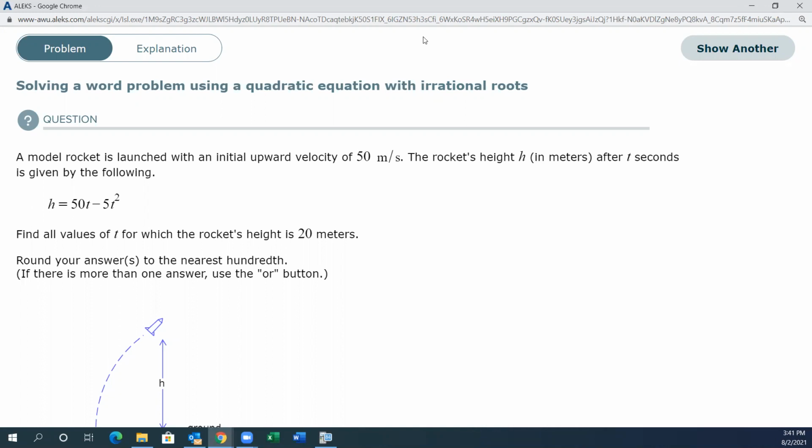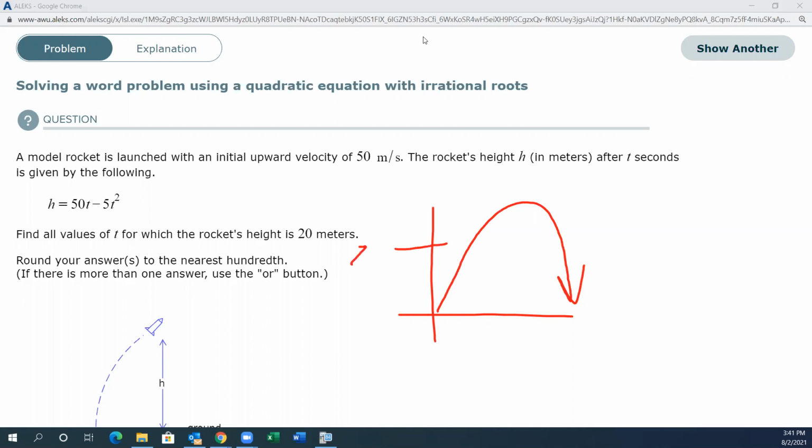So presumably, the rocket goes up and it comes back down. If that's the 20-meter mark, it hits the 20-meter mark one time, and hits it again on the way back down. We want to know what the first time is and what the second time is. What are those two times? Okay, so that is the idea.